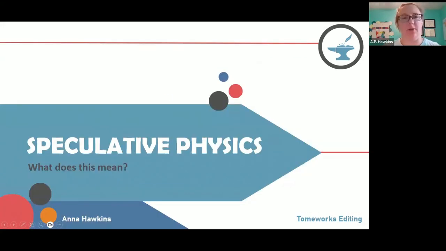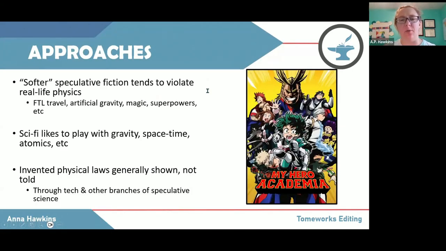All right. I'm doing okay on time. Speculative physics. What are we talking about when we're talking about speculative physics? A lot of softer speculative fiction tends to violate real life physics. I've talked about FTL travel.